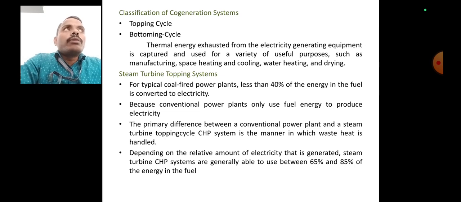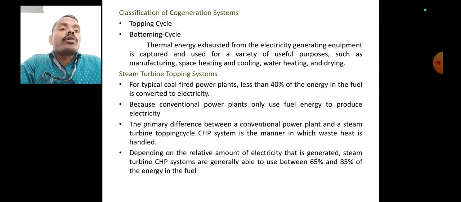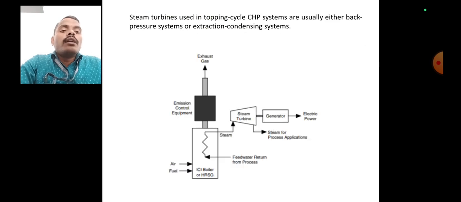In the first one, the primary production is power, the electricity production, and then the waste heat is used as a heat source. In the bottoming cycle, our primary focus is the heat energy, and the waste heat is then converted into electricity by another cycle. This is the waste heat recovery boiler in combined heat and power systems.